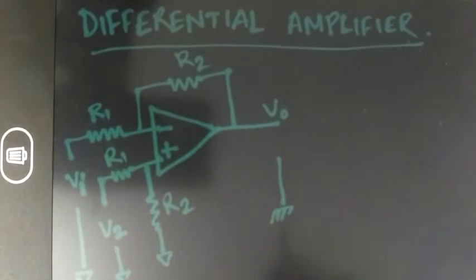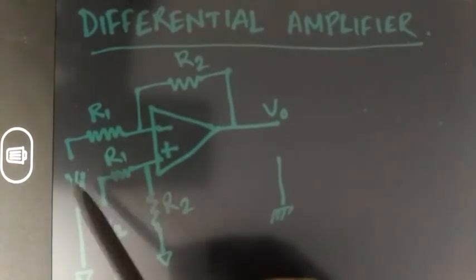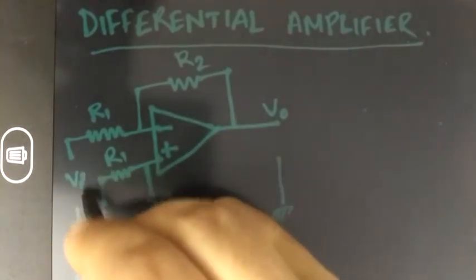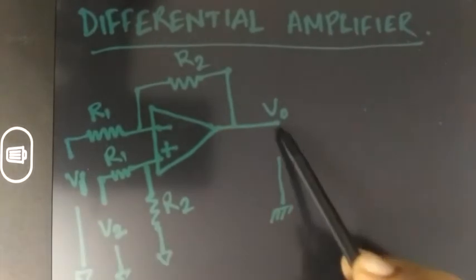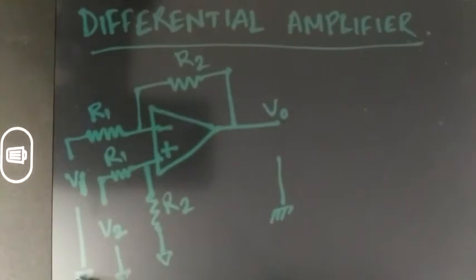The diagram is quite clear, I guess. So here two voltages are applied: this is V1 and this is V2. V1 and V2 are the input signal voltages, and V0 is the output signal voltage. Each is measured with respect to ground.